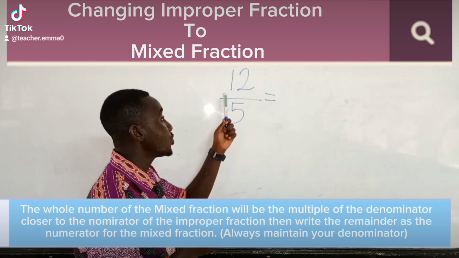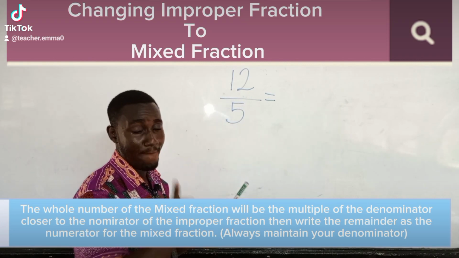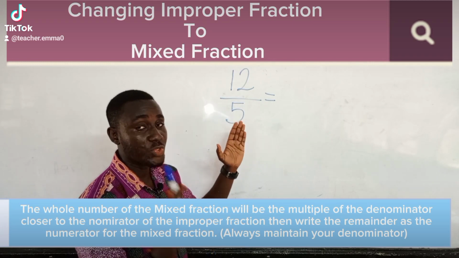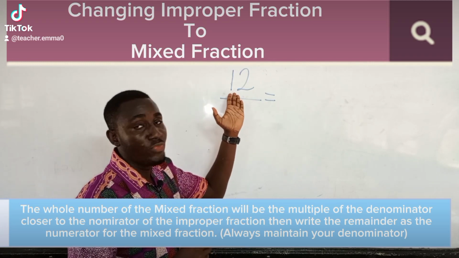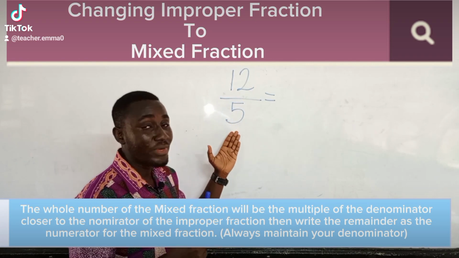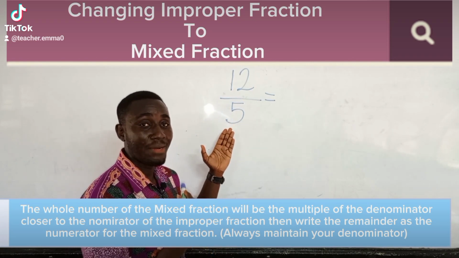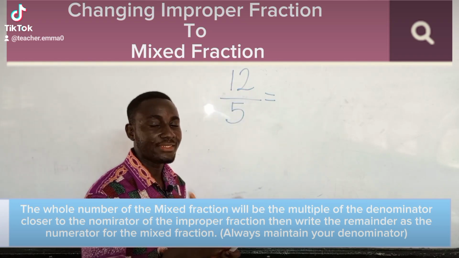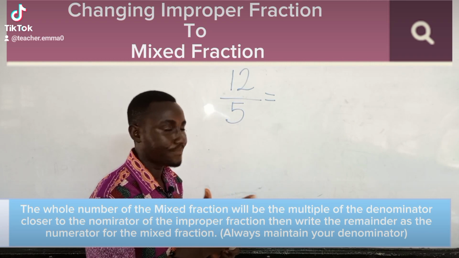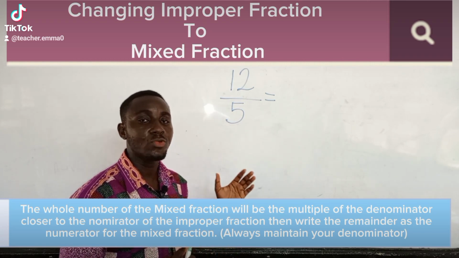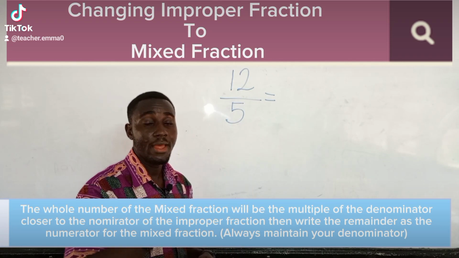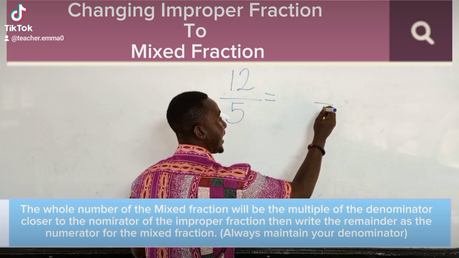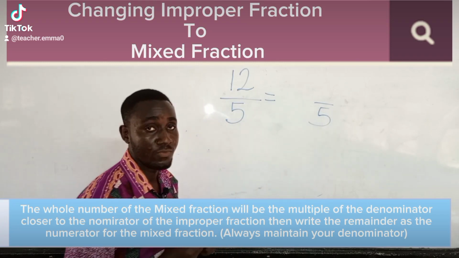To convert 12 out of 5 to a mixed fraction, remember we said that we are going to look at the multiples of 5 which is going to be closer to the numerator. So multiples of the denominator, and we look at the number which is closer to the numerator, and then we write the remainder as the numerator. For this example, we are going to convert 12 out of 5 into a mixed fraction. Remember, we have to always maintain our denominator, which is 5.